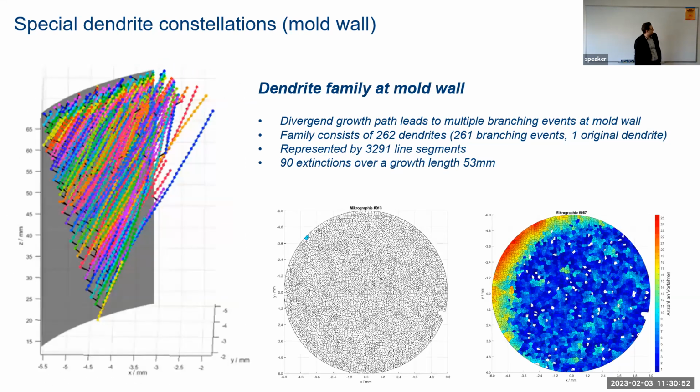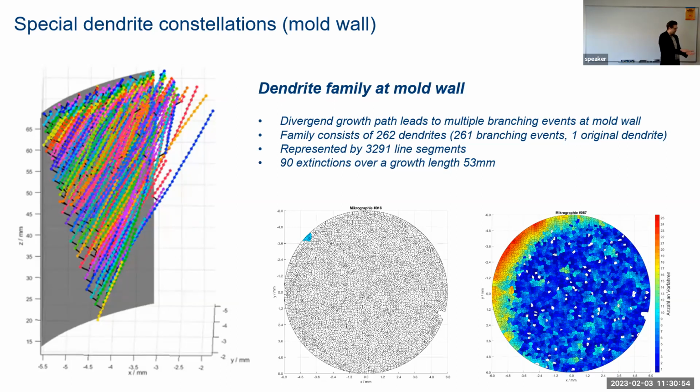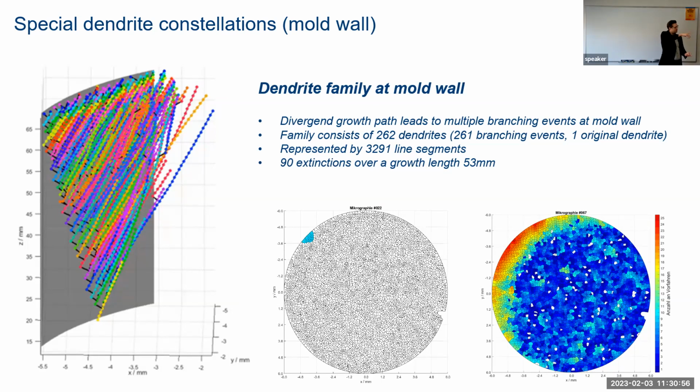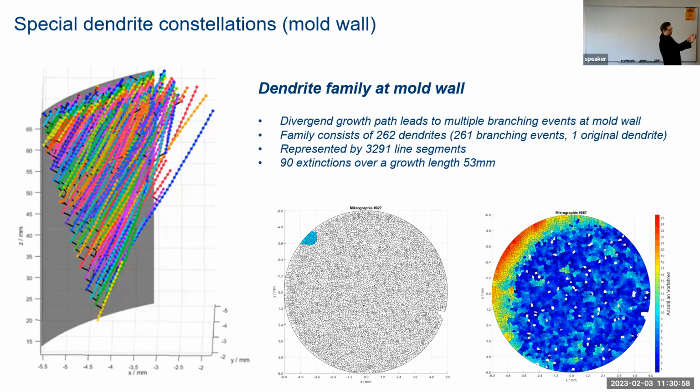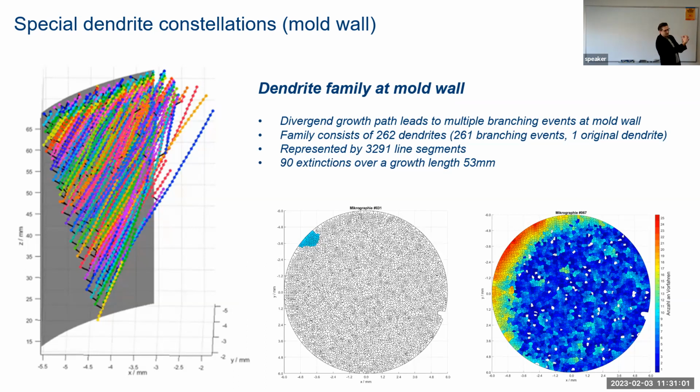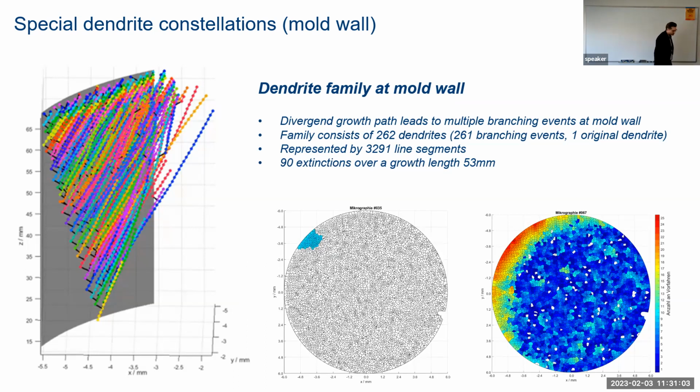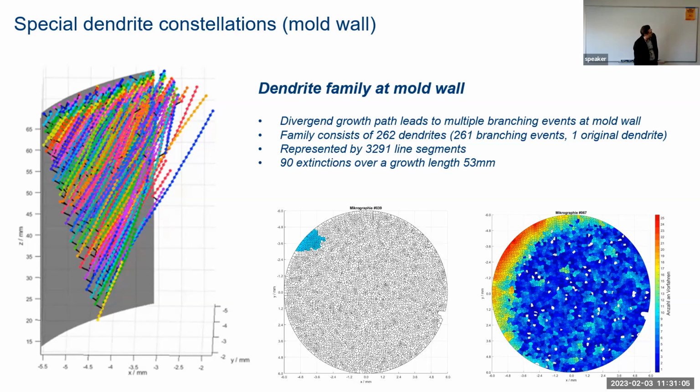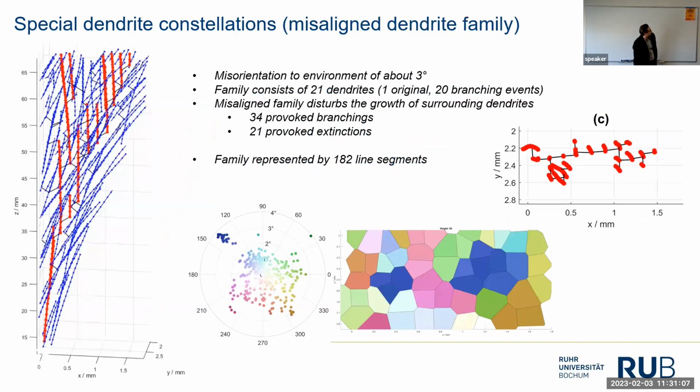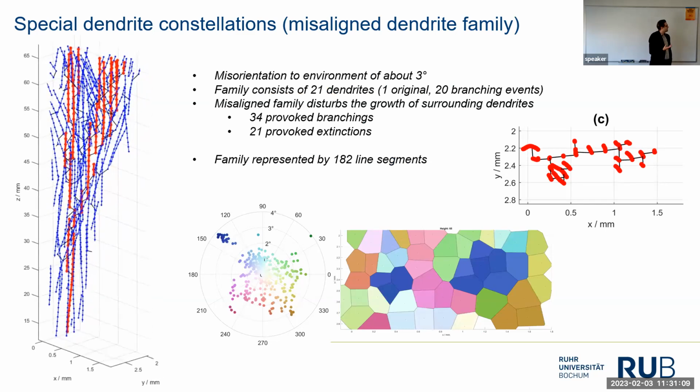And we can do other things. Again, we slide from bottom to top, and we can observe how this dendrite family actually grows from the mold wall into the sample surface. And there's other things to say, but I won't. And we can also search for other special dendrite constellations.